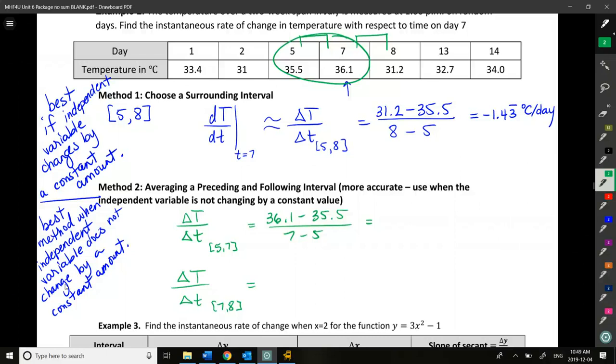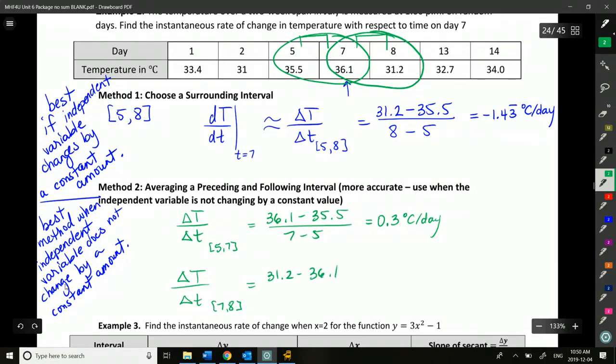Okay, we'll leave full decimal place accuracy if possible here. 0.3, exactly. Okay. And this is degrees Celsius per day. Okay, and then this guy, I'm going to use now this interval. So 31.2 minus 36.1 over 8 minus 7.